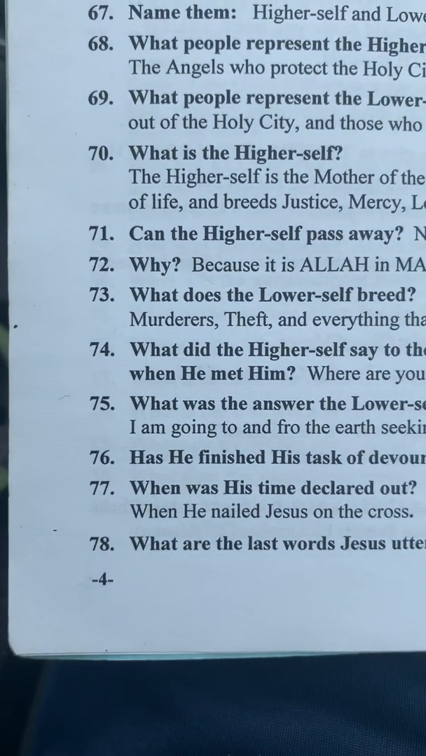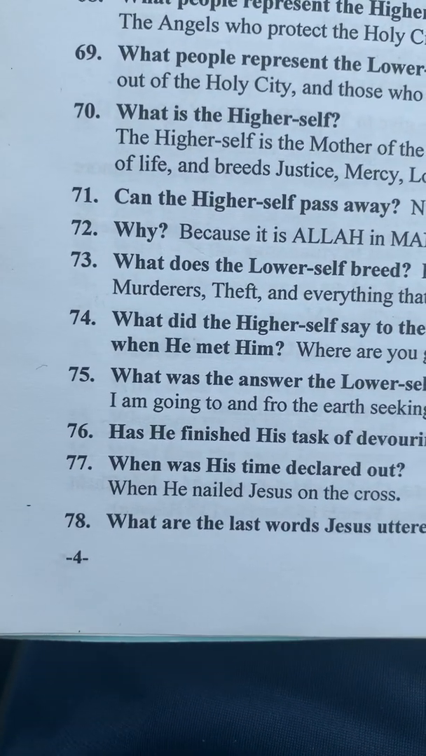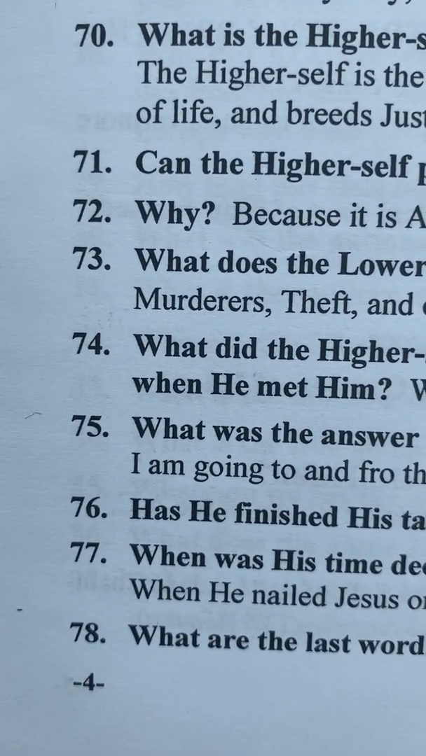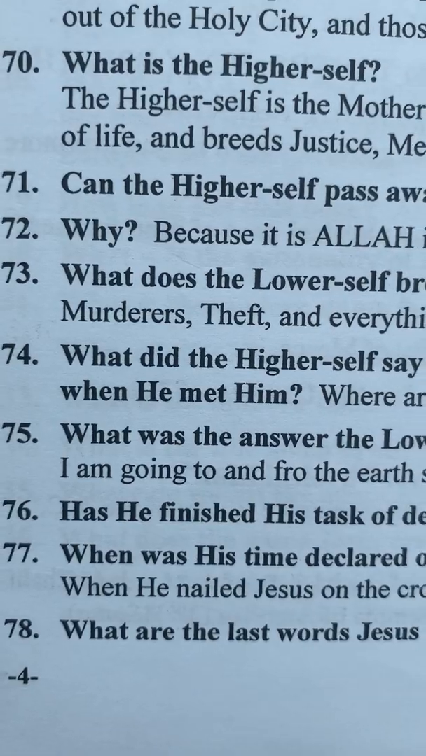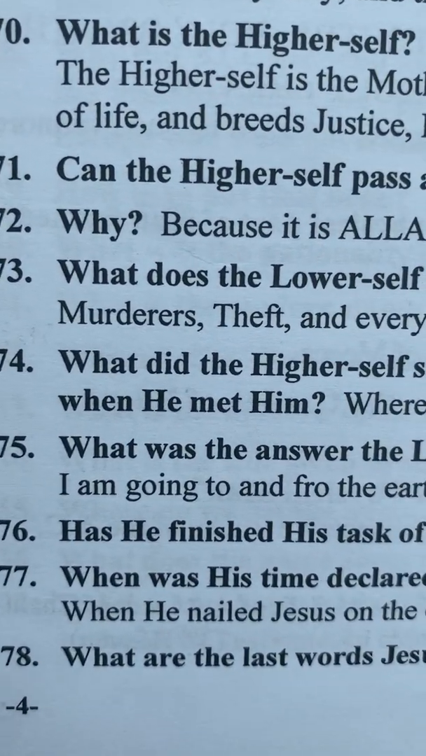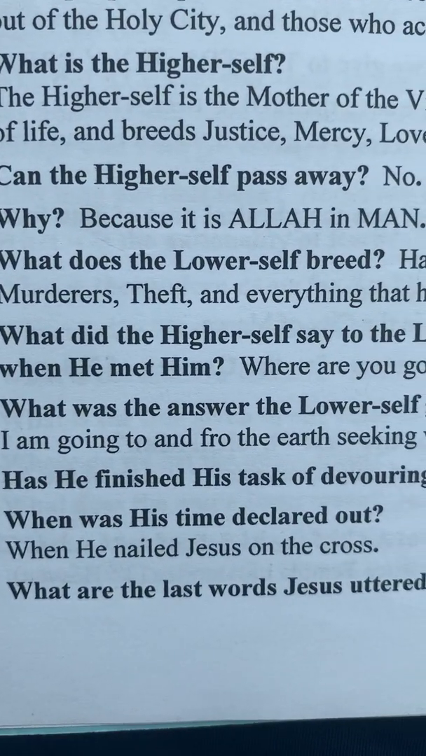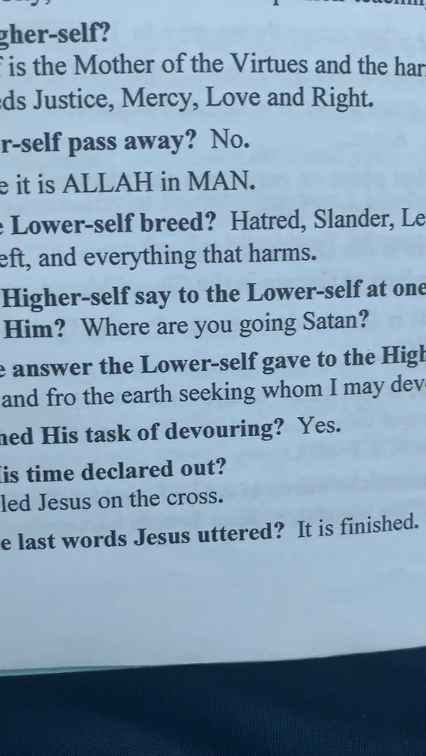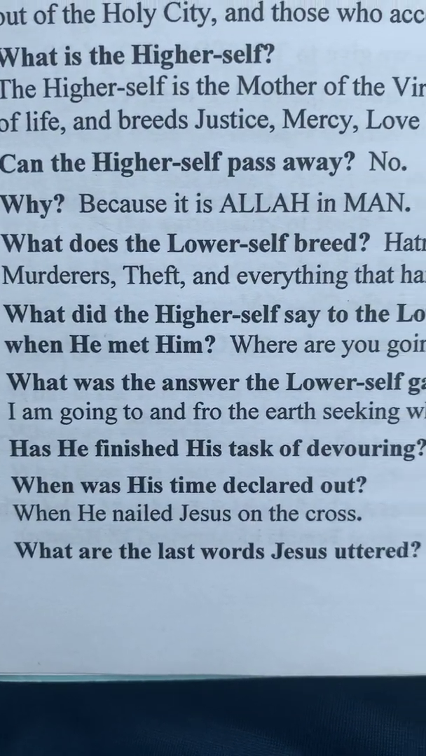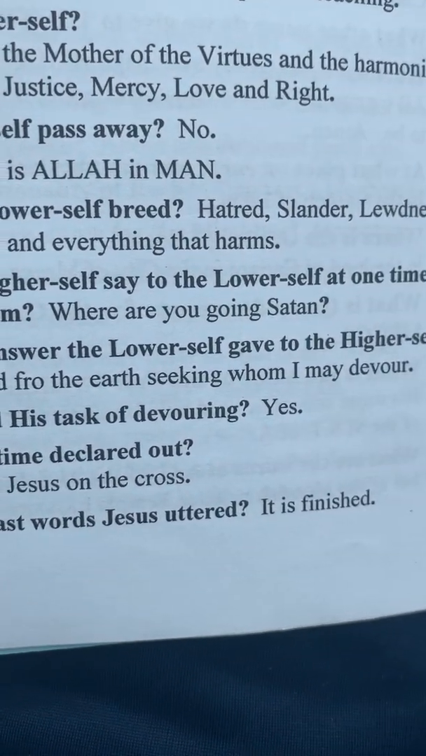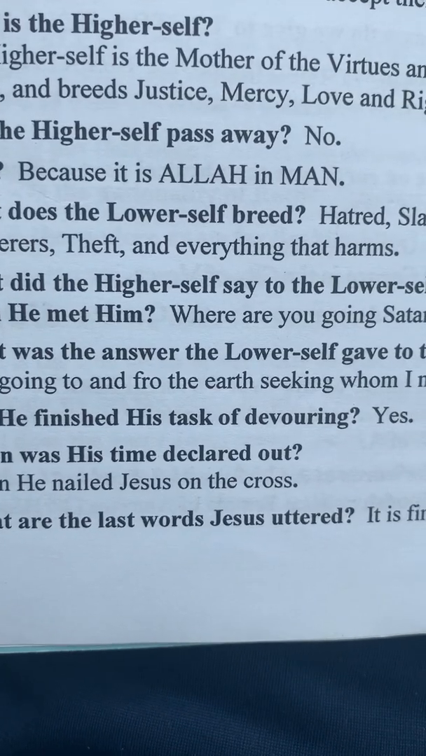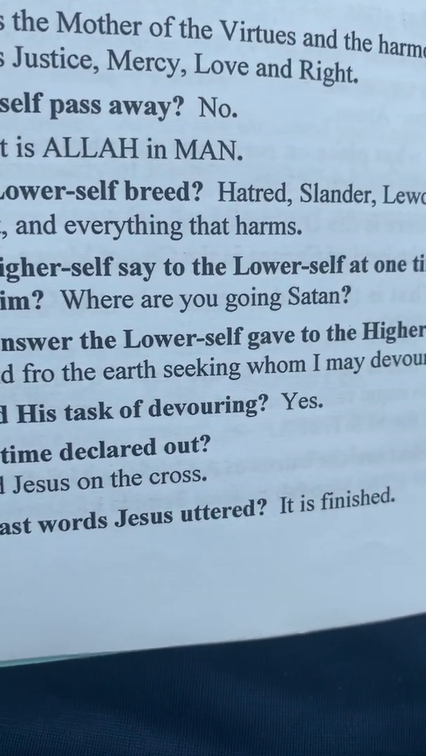So I thought Noble Drew Ali wasn't a matriarch or wasn't bringing back the matriarch. It says 7D, 7, infinity behind it. 7 infinity means what is higher self? The higher self is the mother of all of the virtues and the harmonies.